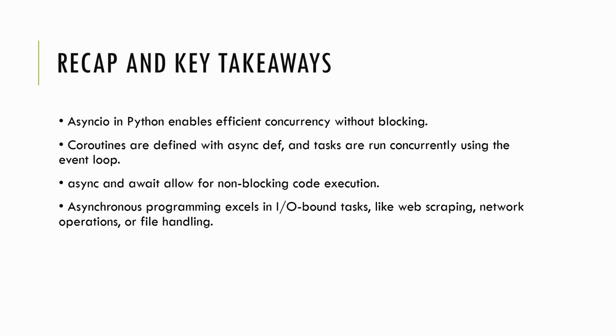To recap, asyncio helps us manage concurrency in Python by using coroutines and an event loop. Coroutines are defined with async def, and we use await to pause execution until another task completes. Asynchronous programming is ideal for IO-bound tasks, where it helps us handle multiple tasks concurrently without blocking. This approach allows us to write more efficient, responsive, and scalable programs, especially when dealing with tasks that involve waiting, such as network operations or file I/O.